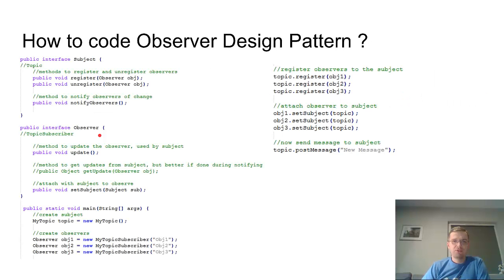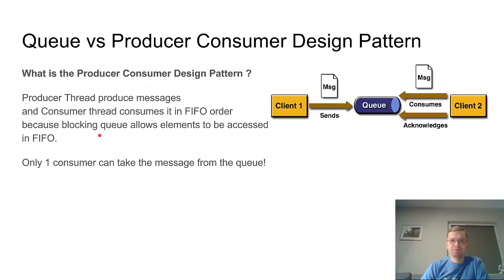Okay, next question: what is the producer consumer design pattern, and how does it connect with the queue? First of all, we have a situation where client 1, which is the producer thread, produces a message and puts it on the queue.